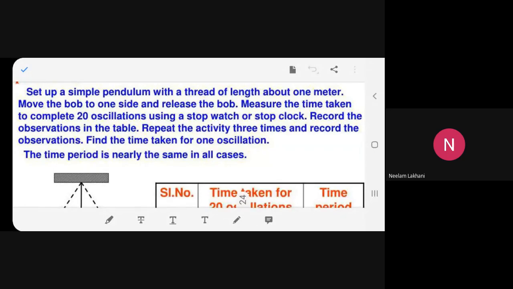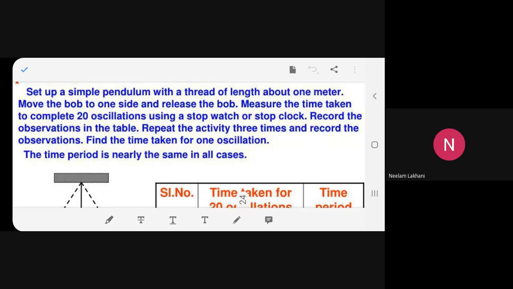Measure the time taken to complete 20 oscillations using a stopwatch or stop clock. Record the observation in the table. Repeat the activity 3 times and record the observations. Find the time taken for one oscillation. The time period is nearly the same in all cases. Okay. Now this much you have understood.